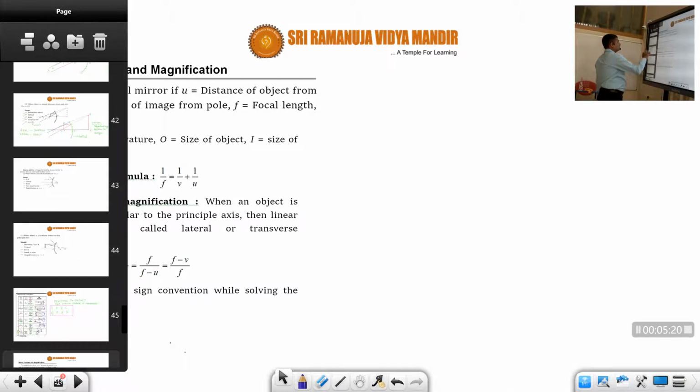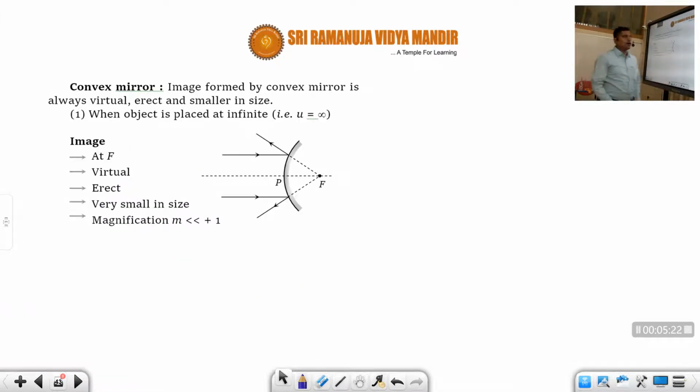In case of convex mirror, unlike the concave mirror, you have only two positions of object. In concave mirror, we have 6 positions of object, but in convex mirror, we have only 2 positions of object. So let us see one by one. First case is when the object is placed at infinity.